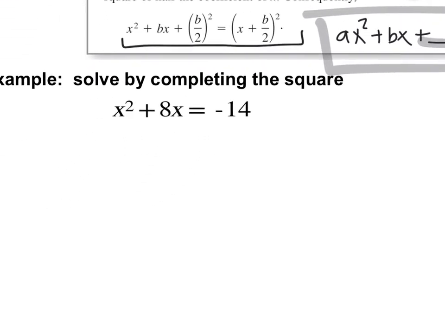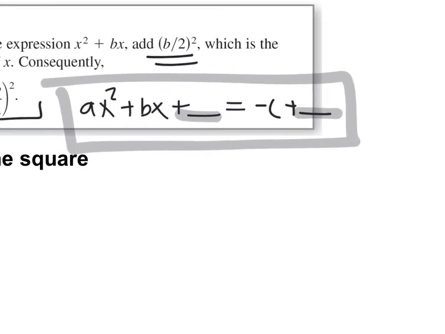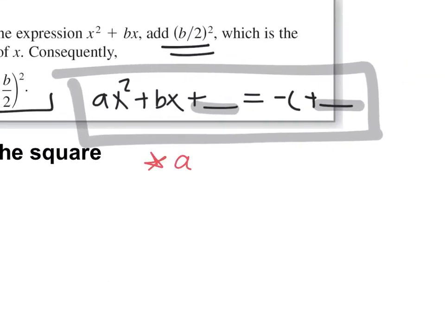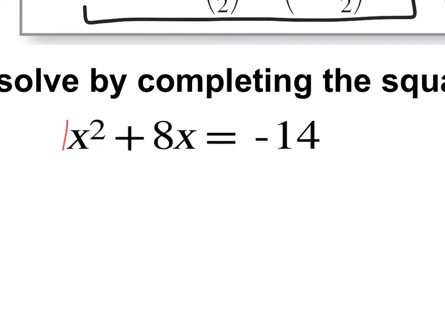And if you look at our first example here, another important piece of information: the a value must equal 1 in order to do completing the square. You have to have a leading coefficient of 1. If you don't, you have to divide as your first step, and we will look at an example of that. But in our first example, our a value is just a 1. So we have our ax squared plus bx, and then we're going to add in a blank there, equals our c value, and then we're going to add in a blank. So here's what our setup is going to look like.